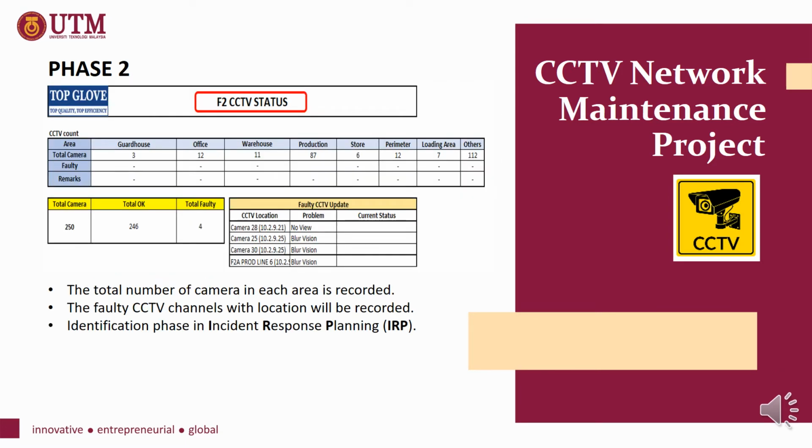In phase 2, the total number of cameras in each area was recorded. While recording the camera count, each channel will be checked to identify the faulty cameras. Thus, the faulty CCTV channels with location will be recorded as well. This phase is part of the incident response planning. It comes under the identification phase.